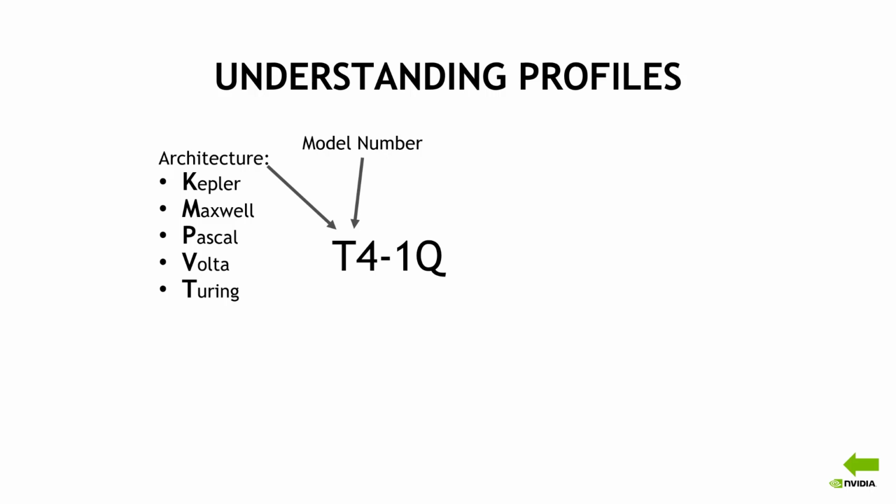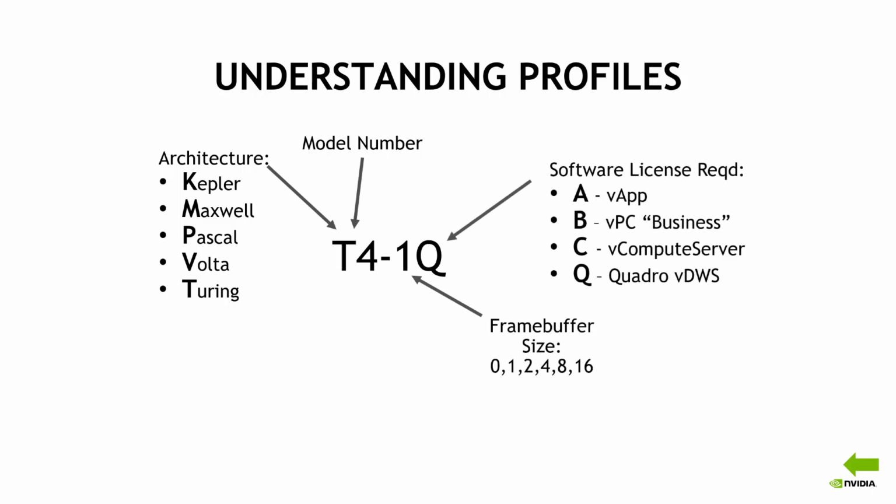The next part of that profile name is 1Q. So 1 would be the frame buffer size, 1 gig in this particular case. If it was a 4Q, it would be a 4 gig frame buffer. And at the end there, you've got the license type that you're using. So A for apps, think of it that way. B profile is for business users, so standard knowledge worker users. C is for virtual compute server for deep learning and high performance computing workflows. And Q is our Quadro vDWS license.